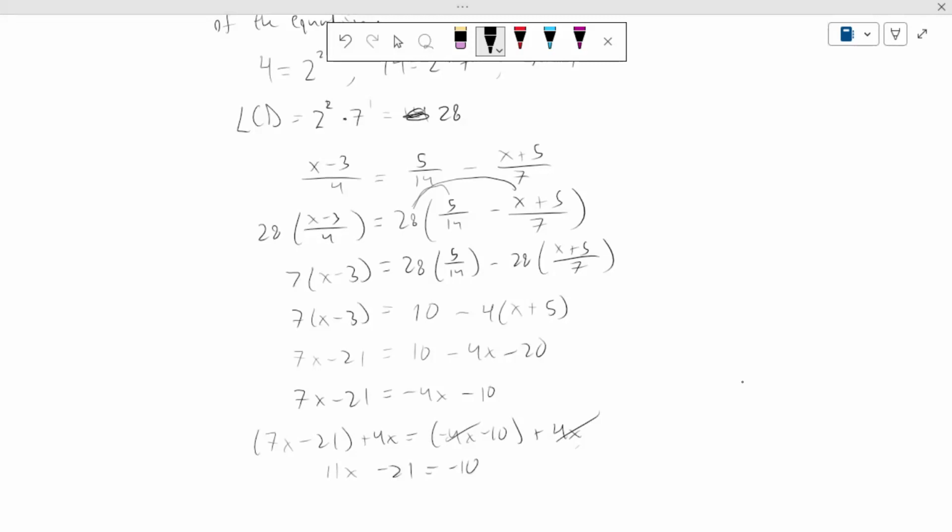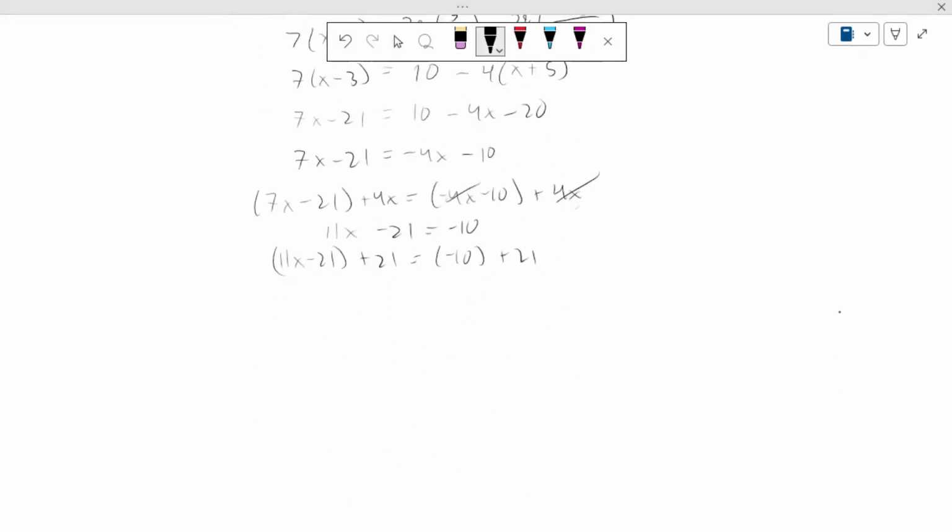I'm going to add 21 to both sides now. So I have 11x minus 21 plus 21 is equal to a negative 10 plus 21. And so I'm going to get that this negative 21 cancels off with this positive 21. I have 11x is equal to positive 11. So x is just going to be equal to 1, right? So that's my solution there. X is equal to 1.